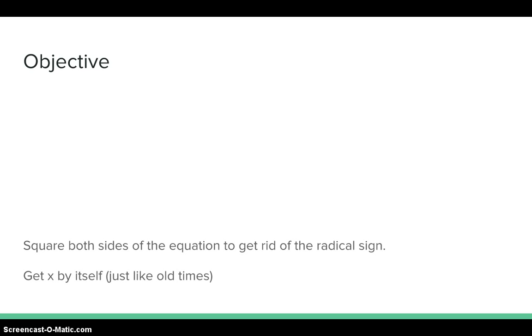What we're hoping to do is use the idea of squaring both sides of the equation to get rid of the radical sign. The goal is still to get x by itself, but we want to square both sides. If we have something like the square root of x equals 4, we'd square both sides in order to get rid of that radical sign, because the square of a square root is just whatever number's underneath it. So the square root of x squared is just x.